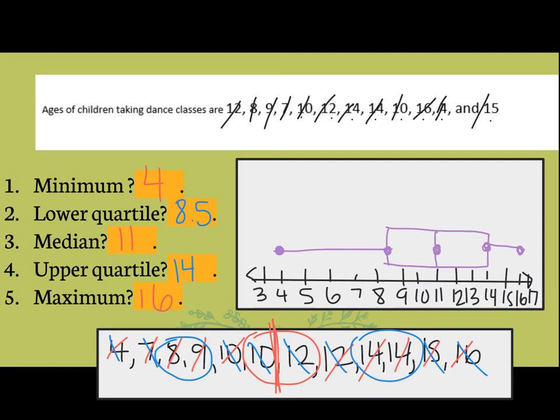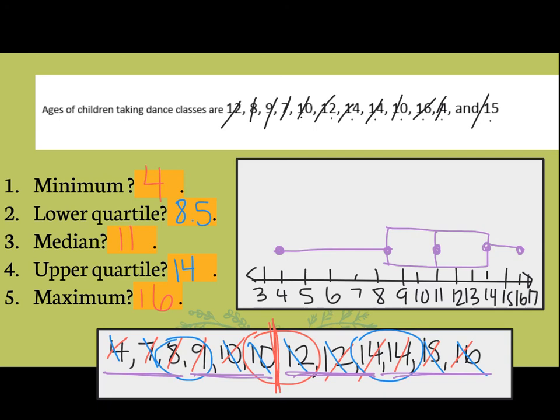Remember, 25% of your data is between 4 and 8.5, and you can see that down here. Then another 25% is here, another 25%, and another 25%. You can see 3 in each section for this one, and our median was 11.